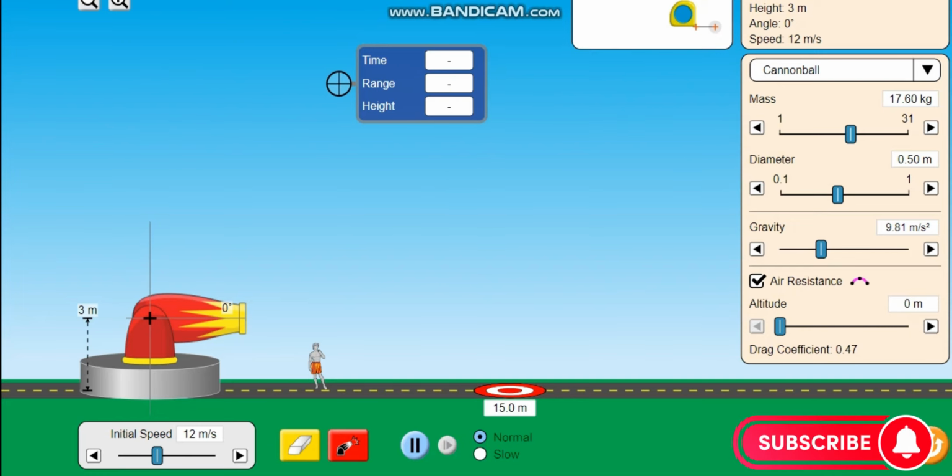Today, I'm going to demonstrate the optimal angle for a cannonball to travel the farthest. I'll be using the simulation tool to show you how this works. Now, let's set up the simulation tool.